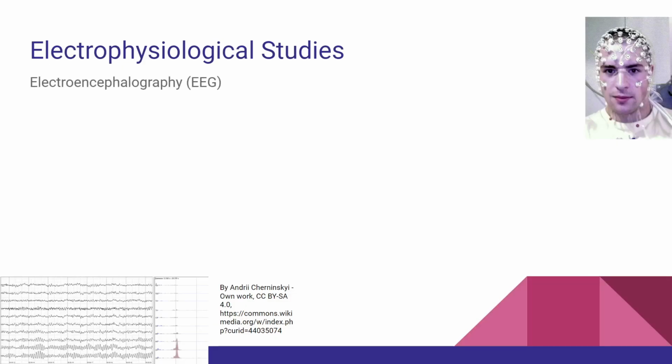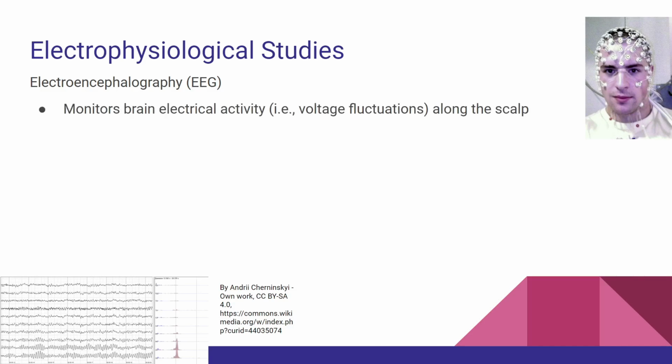So the first electrophysiological study we're going to discuss is the electroencephalogram, or EEG, and this monitors brain electrical activity, or voltage fluctuations, across the scalp. And these findings represent the sum of rhythmic activity of thousands of neurons through the skull.